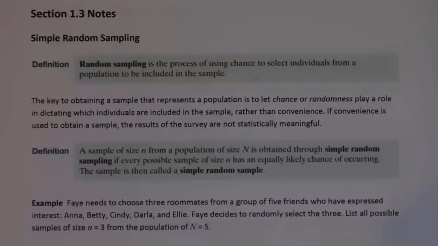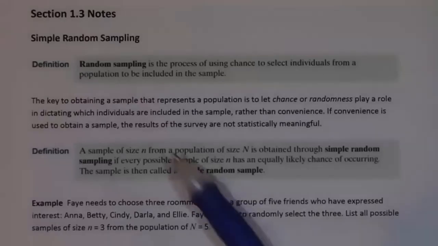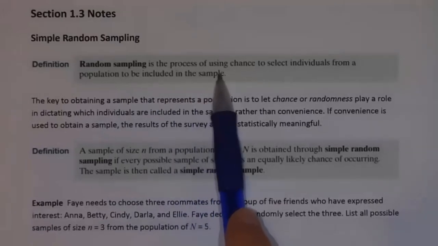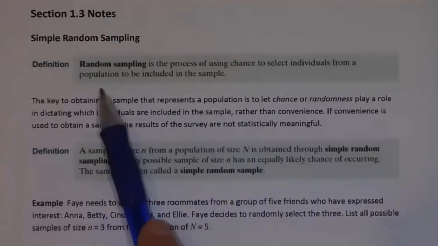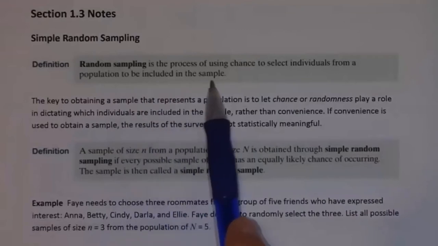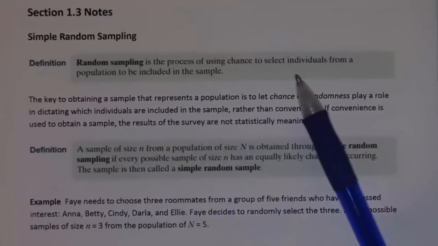So in order to get a sample that is most likely to represent the population, we're going to use randomness. Random sampling is the process of using chance to select individuals from the population to be included in the sample. So if we use random sampling, we're using a scenario where every individual from the population has a random chance of being picked to be a part of the sample.